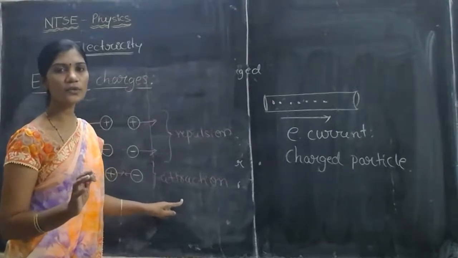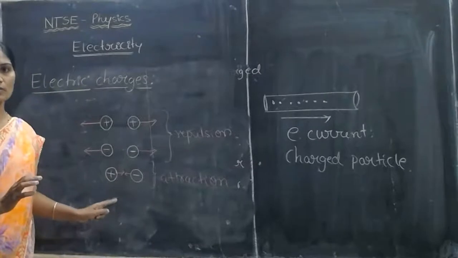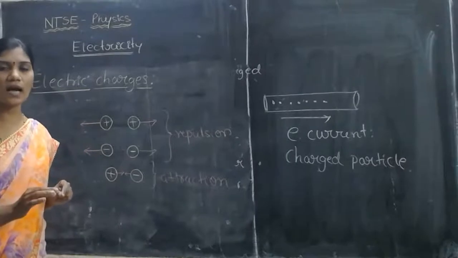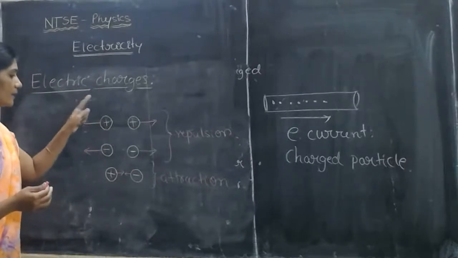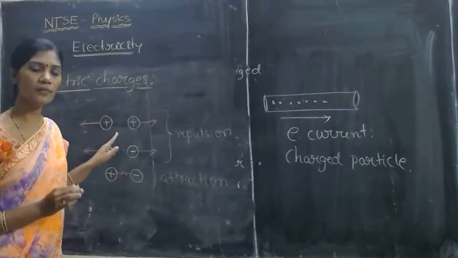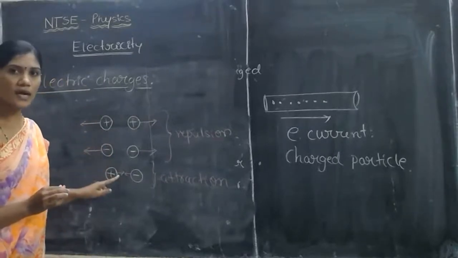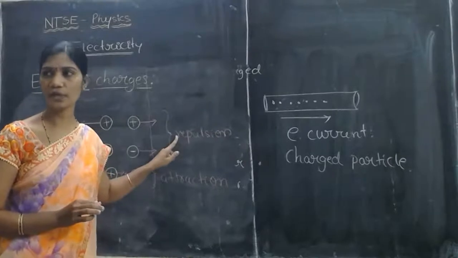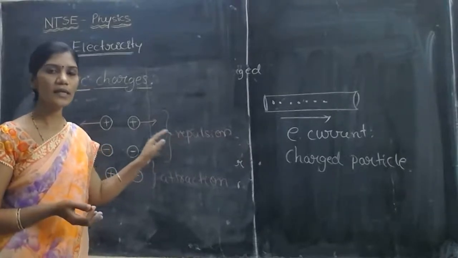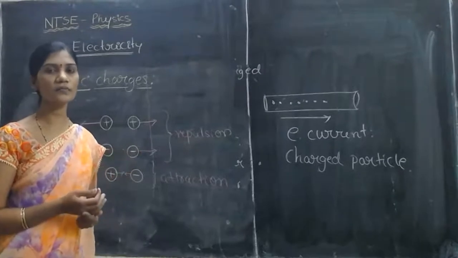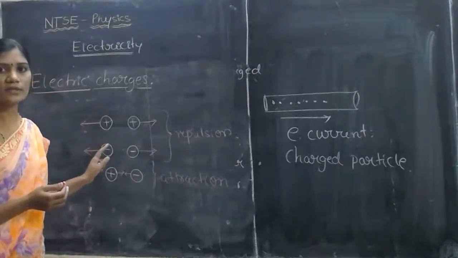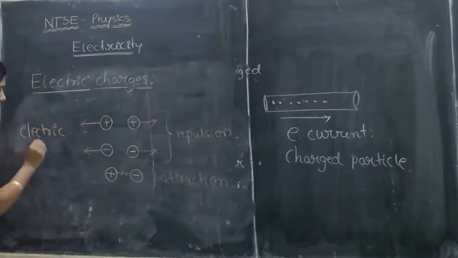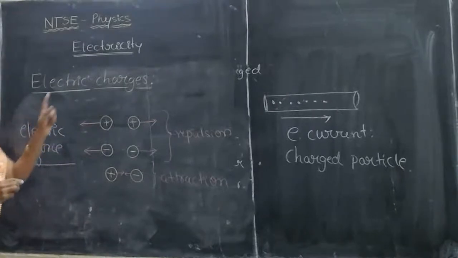What is charge? Still we don't know. These are the properties of the charge. So we can say that electric charge is the basic property of the elementary particles, because of which they possess electric force. This repulsion and attraction is nothing but the electric force, no? Electrostatic force you can say. That's why electric charge is the fundamental property of the particles, by virtue of which they possess electric force or electrostatic force. This is known as the electric charge.